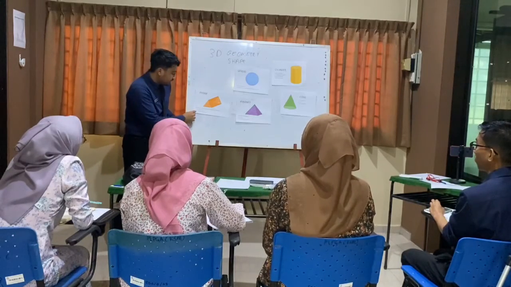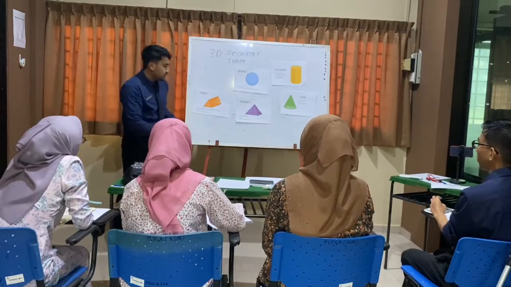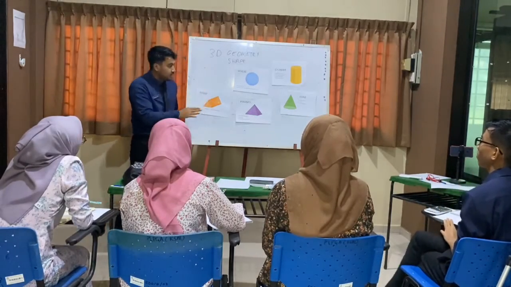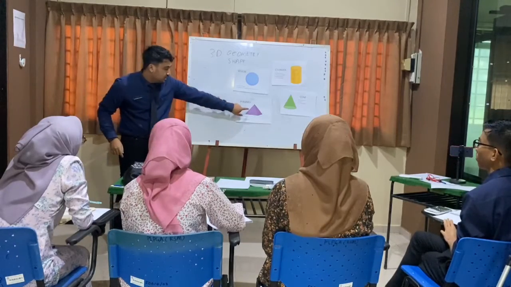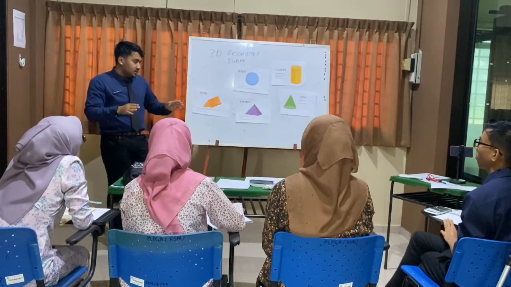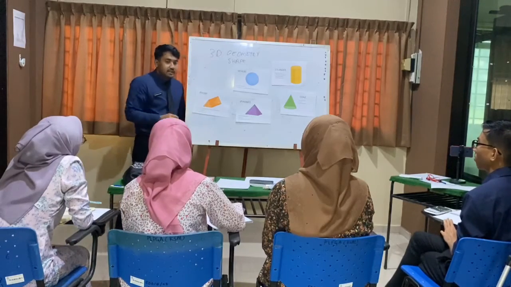Next, the flat rectangular side. A prism has rectangular sides, unlike the pyramid, which has triangular sides. Anything that has rectangular sides, we call a prism.